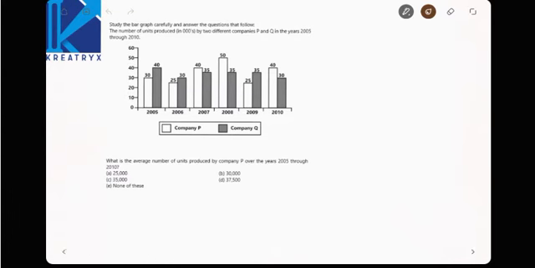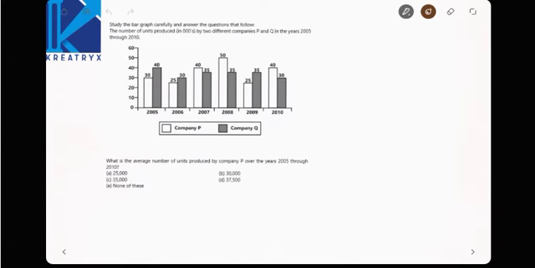So next DI, this is a bar graph. Okay, observe the bar graph. The number of units produced in thousands by two different companies P and Q in the years 2005 through 2010 was given there, it seems. Now what is the first question given there? This is an easy question that is being frequently asked in GATE. What is the average number of units produced by P over the years 2005 through 2010? Average units produced by P, it seems.